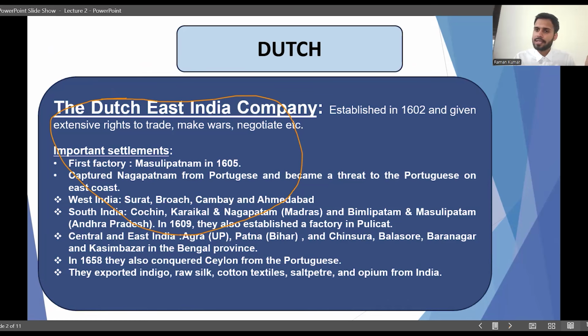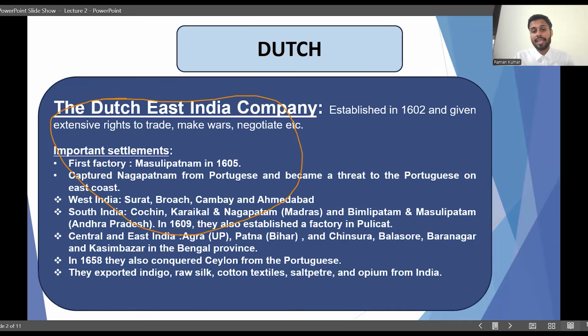You have to remember these ports not only from the point of view of which port belonged to the Dutch, Portuguese or English, but also from the point of view of maps. Because in mapping questions, such things are asked, and sometimes you are asked to place these things from south to north, north to south, east to west and so on. Not only the ports, but as you will see, in the central and East India hinterland areas such as Agra, Patna, etc. were also their trading colonies.